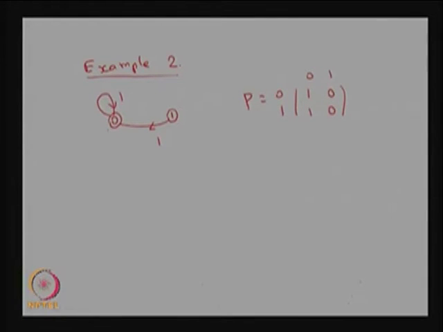Now, we will try to find out the classification of the states. Go for the state 0: P 0 0 of 1, the one step transition of the system moving from state 0 to 0, is 1. This implies the state 0 is an absorbing state.